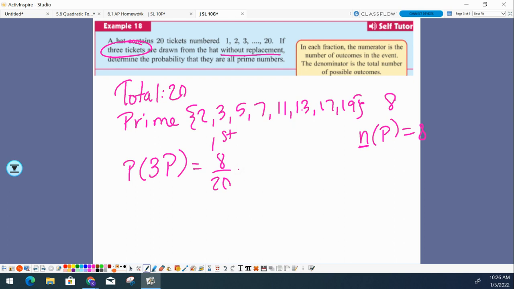Now 1 prime ticket is out of the hat. In order to get 3 prime total, they all need to be prime. So the first one prime is out. Now I'm down to 7 out of 19 for the second, times the third. Now 2 prime are out, so I'm down to 6 out of 18. And if we multiply all of these, I'm going to give you a decimal, 3 sig figs, as my final answer. So it's not really necessary to multiply and get an ugly fraction. You can just use a decimal for this one.